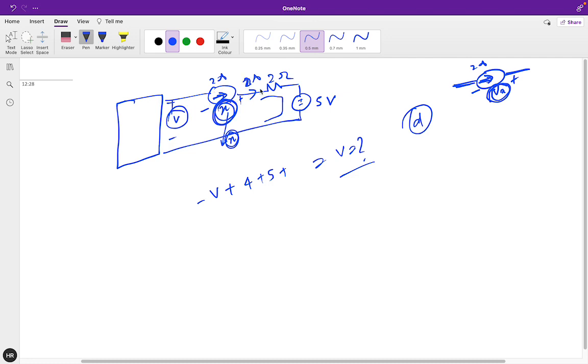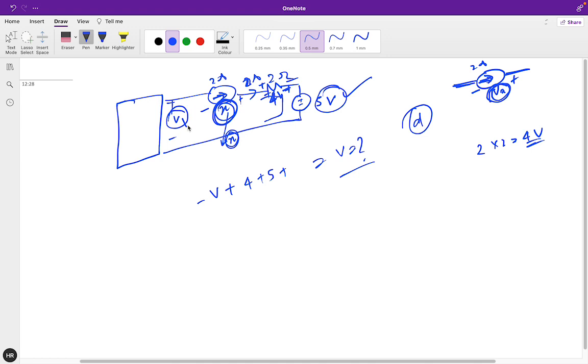But we know the voltage drop across the 2 ohm resistor because 2 ampere current is flowing. V equals IR, so 2 into 2 gives you 4 volt. So we know the potential drop will be 4 volt here, and here it is given that the potential drop is 5 volt.